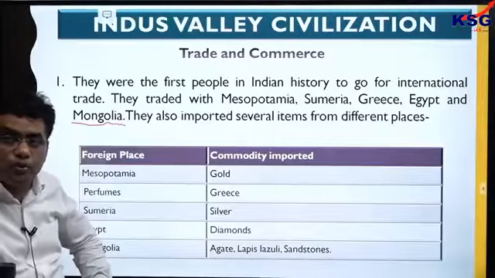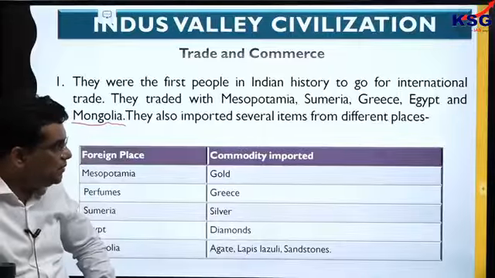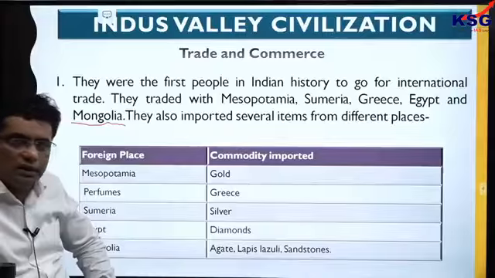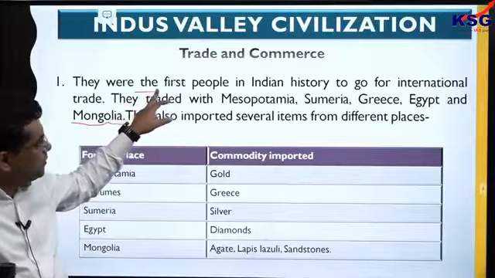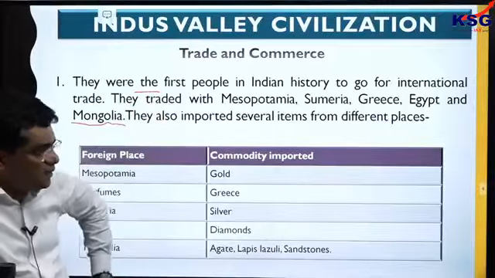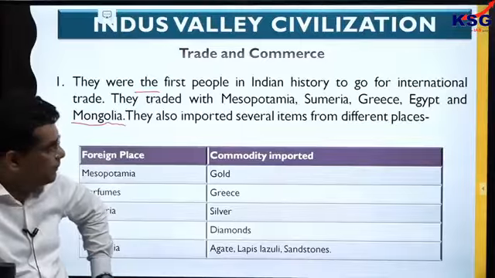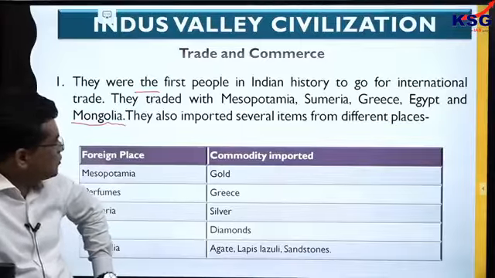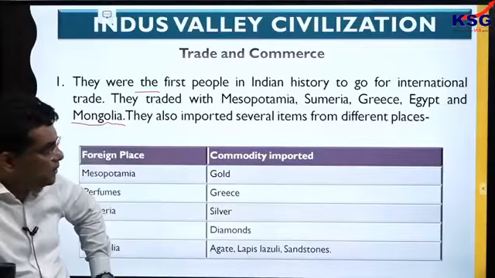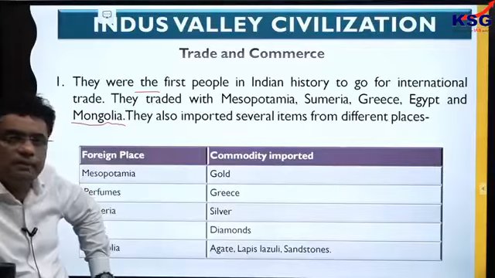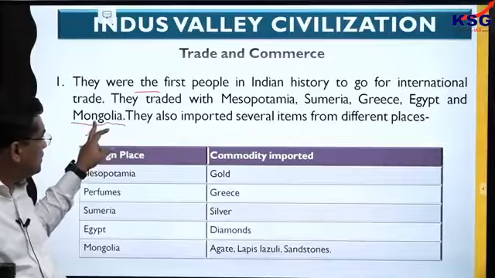There are many port cities in the Harappan civilization. They were the first people in the world, in Indian history, to go for international trade. They traded with Mesopotamia, Sumeria, Greece, Egypt, and Mongolia.